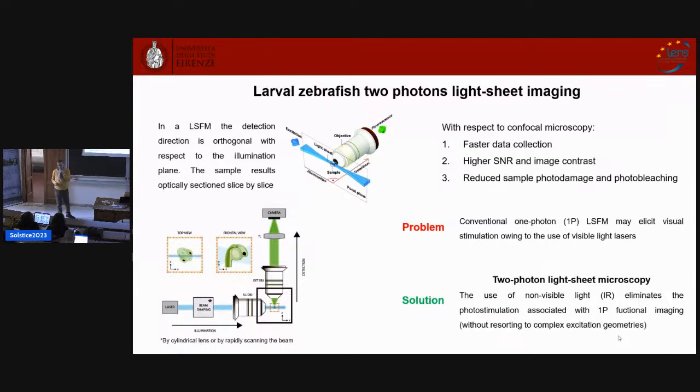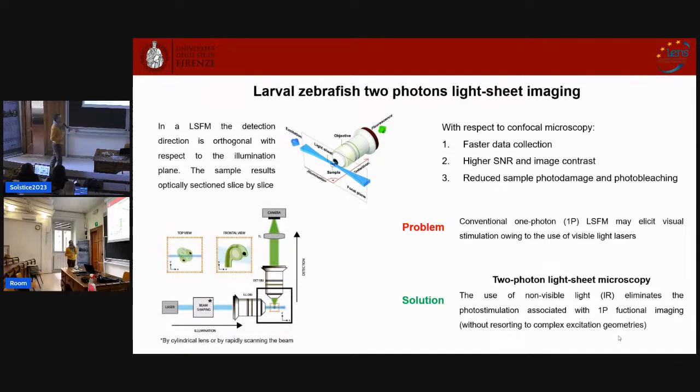To do that, we are using a very complicated apparatus, and I don't want to go too much into technical details, that enables us to have an entire image of the central nervous system, the brain of the zebrafish, in 200 milliseconds. And 200 milliseconds is quite enough for the dynamics of the signals we are going to observe. Also, we are using two photon excitation because we have to move into the infrared. In the visible, by using conventional light sheet microscopes, you interfere with the visual system, and that could be a real problem.